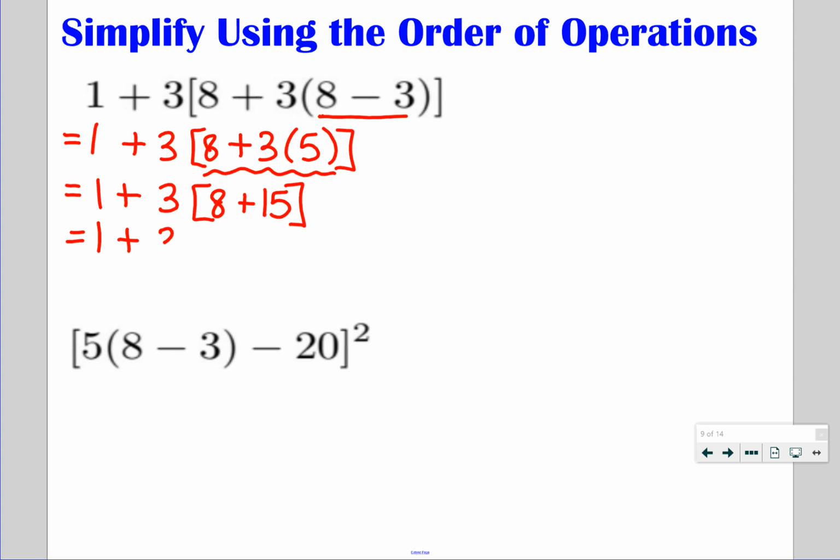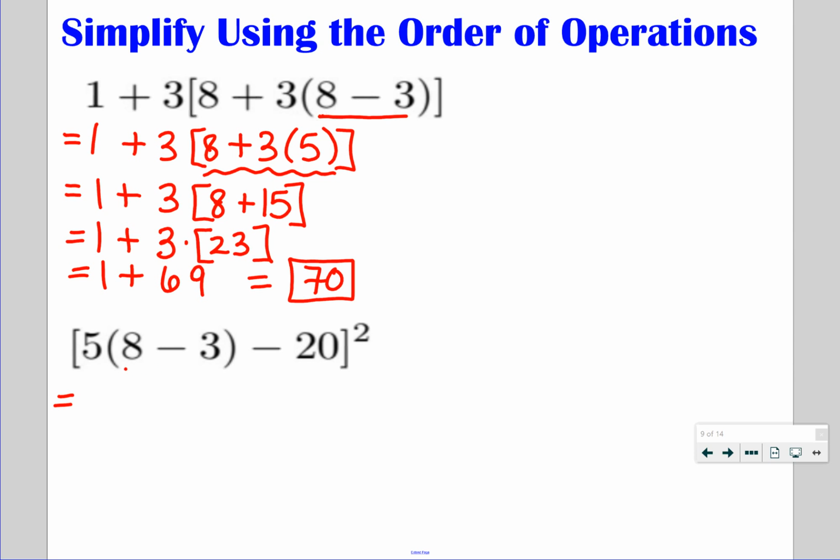To finish that bracket, I'm going to do 8 plus 15, which gives me 23. Remember, if there's no operation, it means multiplication. So if I have addition and multiplication left, I'm going to multiply 3 times 23, which gives me 69. Add them together. The final answer is 70.